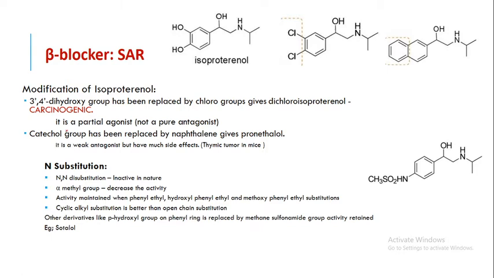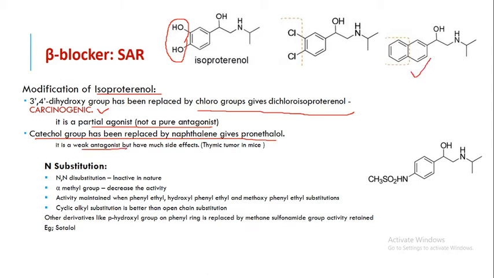So let us discuss the SAR of the beta blockers. First is modification of the isoproterenol nucleus. When the 3,4 dihydroxy group is replaced by a dichloro group, it gives dichloroisoproterenol, which is carcinogenic in nature. It is a partial agonist, not a pure antagonist. If the catechol group is replaced by naphthalene, it gives pronethalol. This is the structure of pronethalol, which is a weak antagonist but has side effects like thymic tumors in mice, due to which it was also discontinued.